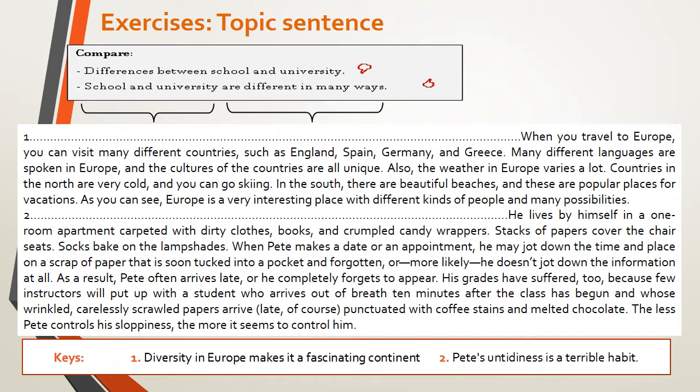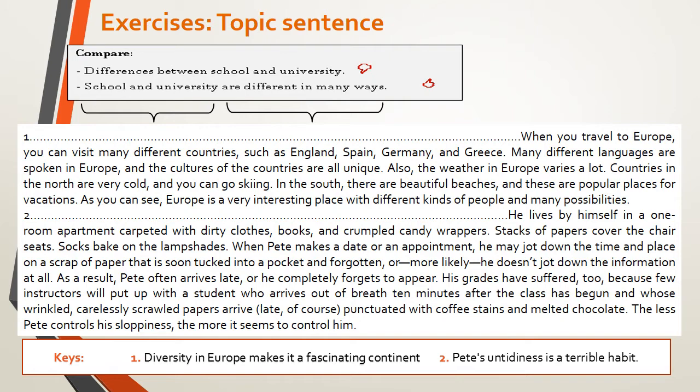We take now the second paragraph. He lives by himself in a one-room apartment, carpeted with dirty clothes, books, and crumpled candy wrappers. Messiness. Stacks of paper cover the chair seats. Messiness. Socks bake on the lampshades. Again, the same idea of chaos or messiness.